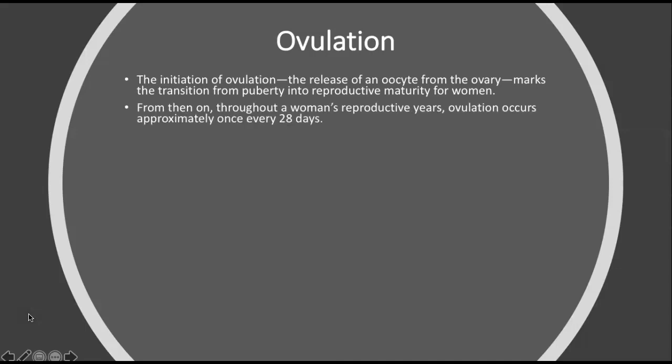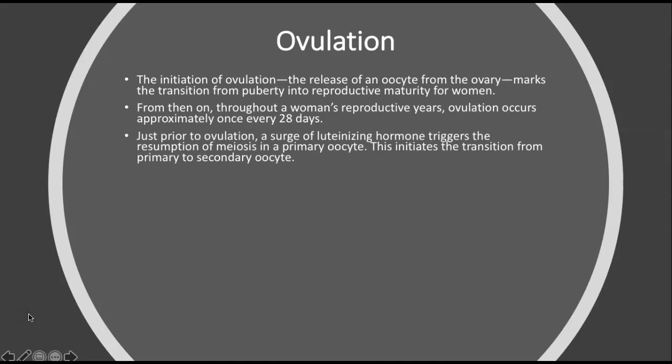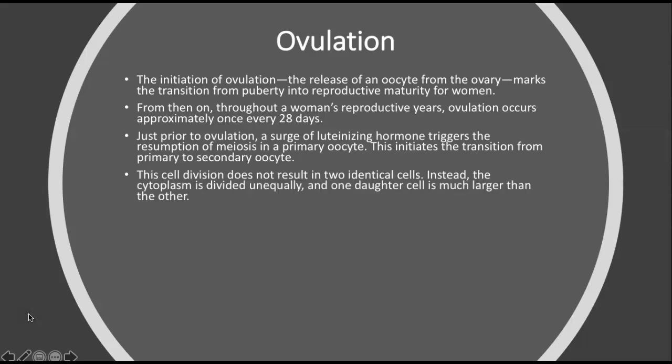From then on, throughout a woman's reproductive years, ovulation occurs approximately once every 28 days. Just prior to ovulation, you get a surge of that luteinizing hormone, and that triggers the resumption of meiosis in one of those primary oocytes that was frozen in time from before birth. That initiates this transition from a primary oocyte to secondary oocyte. That cell division does not result in two identical cells like we saw in spermatogenesis, but instead what you'll see, and when I show you the diagram, is that the cytoplasm is actually divided unequally, and one daughter cell is much larger than the other.